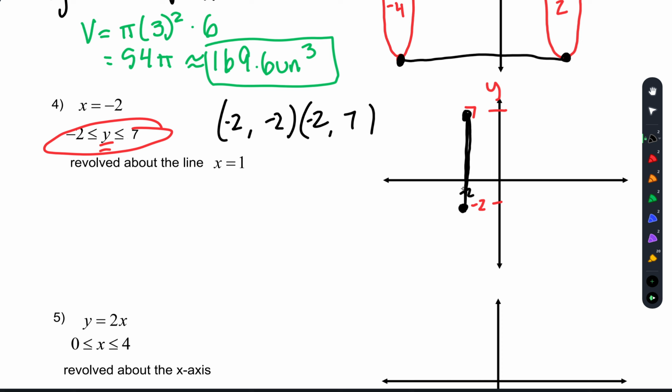Now, I'm going to rotate this. We need to be careful because we're not always going to rotate around an axis. This time it's telling me to rotate about the line x equals 1, which x equals 1 is the line, let's say this is 1. x equals 1 is this line right here. So I need to rotate that line that I just graphed around that line x equals 1.